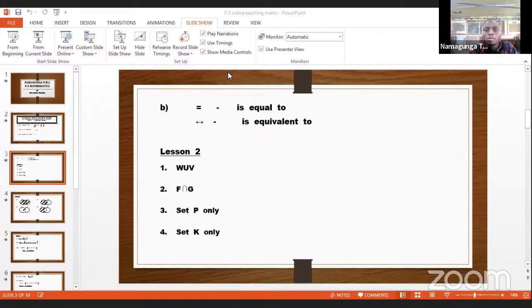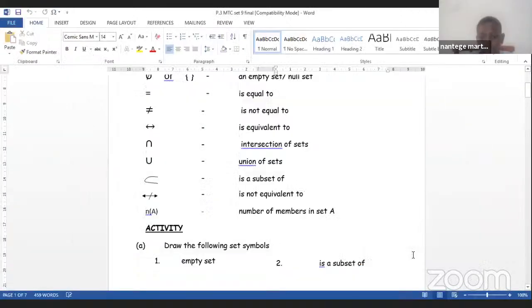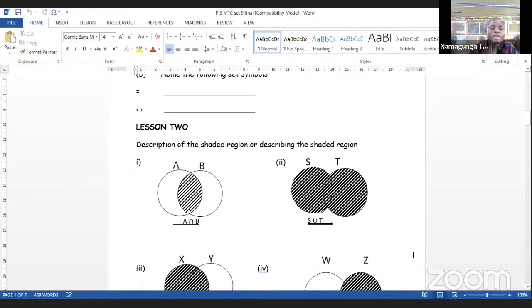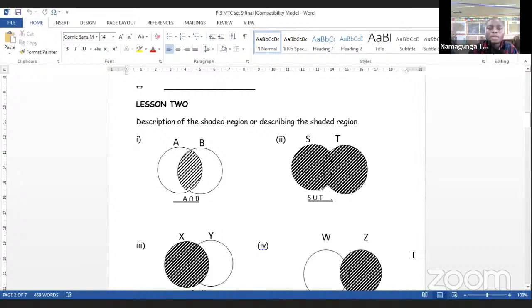So we shall go and look at our second lesson, which was saying description of the shaded parts. This is our second lesson. When you're describing the shaded part or the shaded region, they draw for you these two sets here. There are some words that we are going to use like intersection. There are others that we are going to use like union.